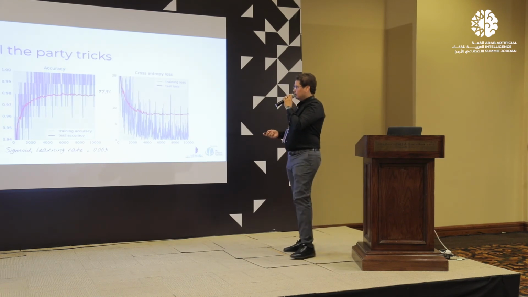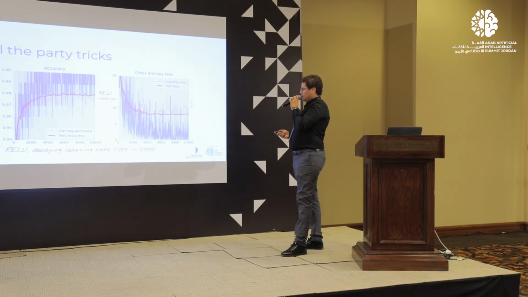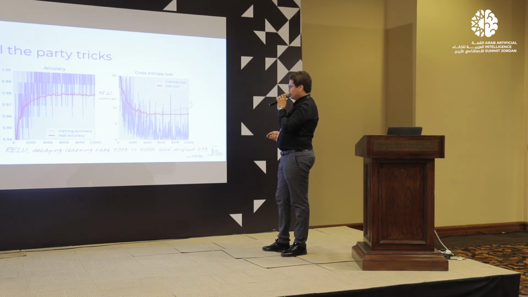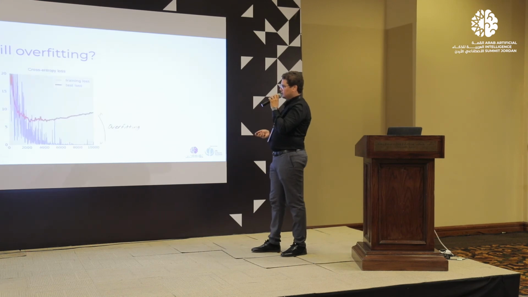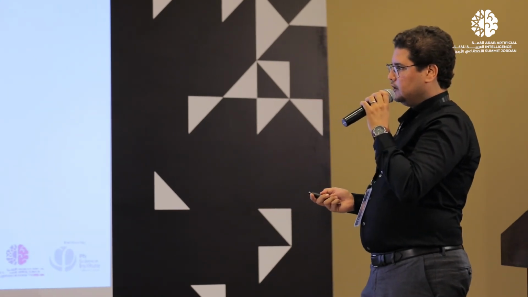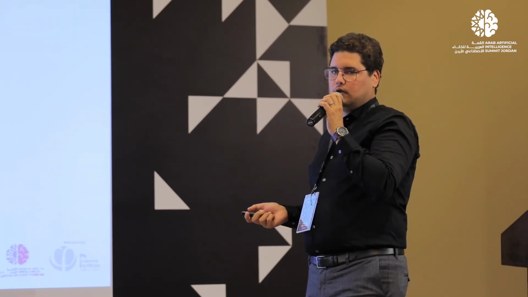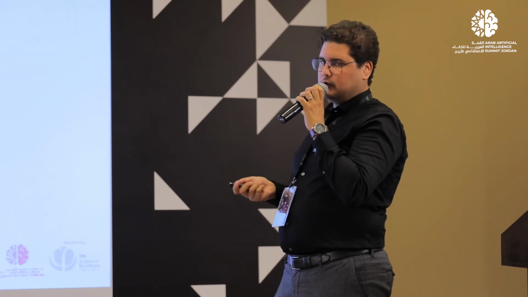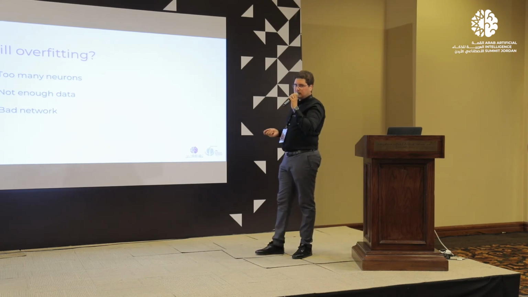Using dropout, as you can see here, we reduce the loss. Here is without the dropout, and here with the dropout. Also, this is using the learning rate decay. If you added the dropout and you still have overfitting, what you should understand is that you maybe have too many neurons. You should reduce the number of layers or the number of neurons in each layer, or you have not enough data.